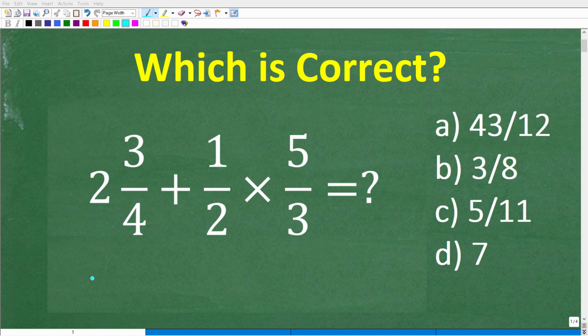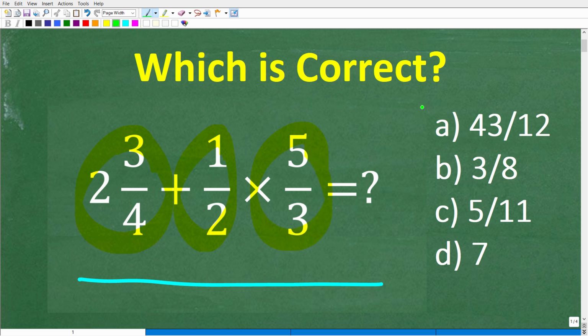Okay, so put away your calculators and let's test your basic math skills. Hopefully, all of you out there remember how to do a problem like this. And if you don't remember, no big deal. I'm going to review all of this in just 1 second. But again, no calculators, and let's see if we can figure out this math problem. So, we have 2 3/4 plus 1/2 times 5/3.